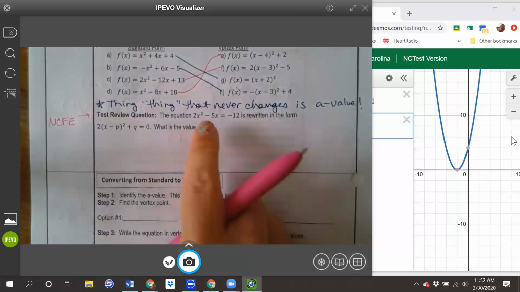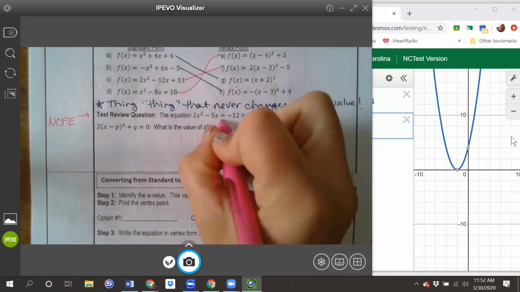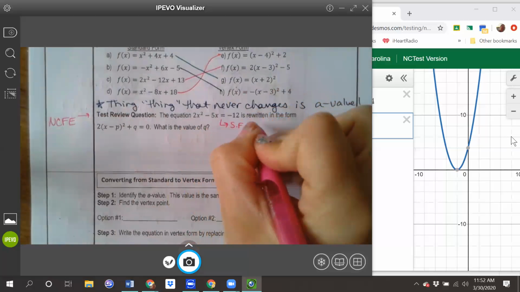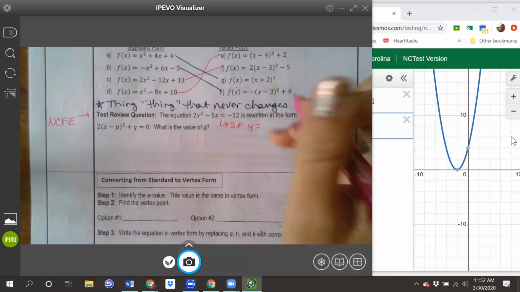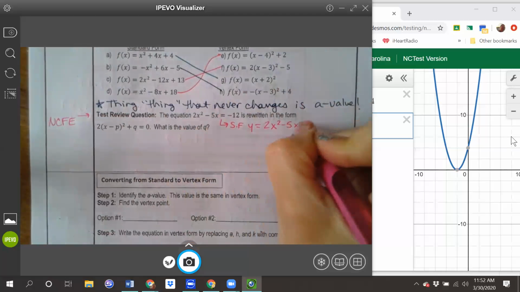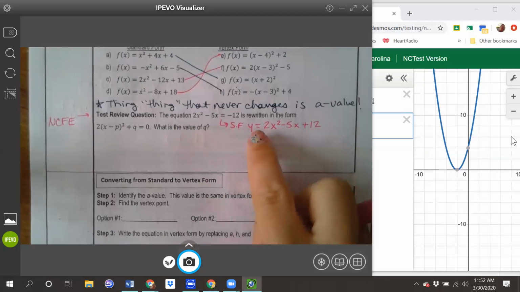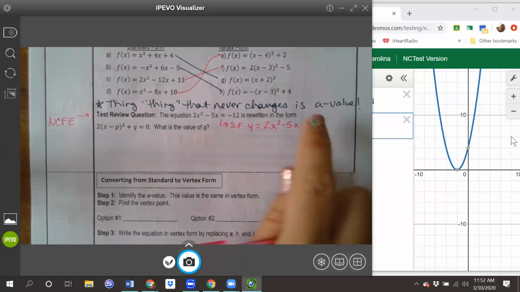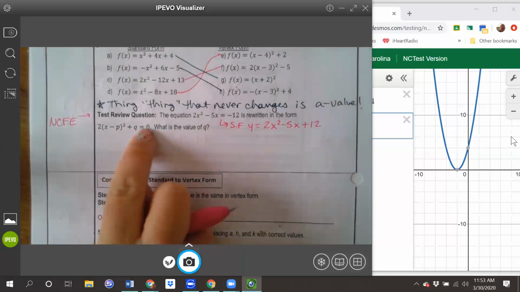So it says that the equation, okay, I don't like the way that's written. Let's get that into standard form first. So that means that I'm going to have to add 12 on both sides. So 2x squared minus 5x plus 12 is in standard form. Okay, so I need to change this standard form somehow into this vertex form.